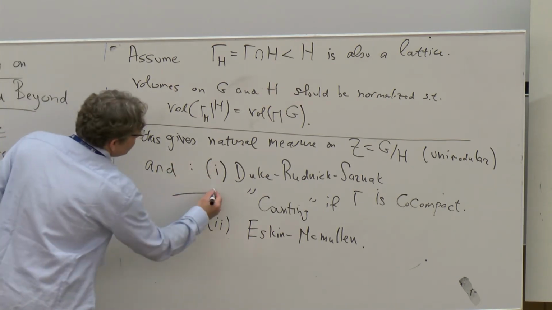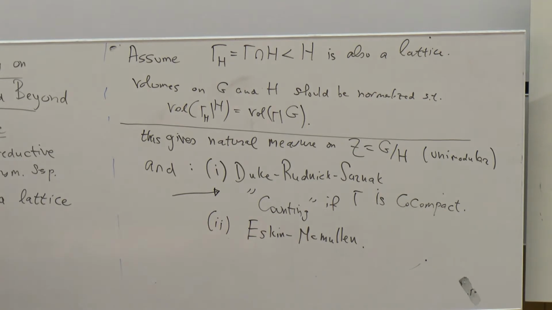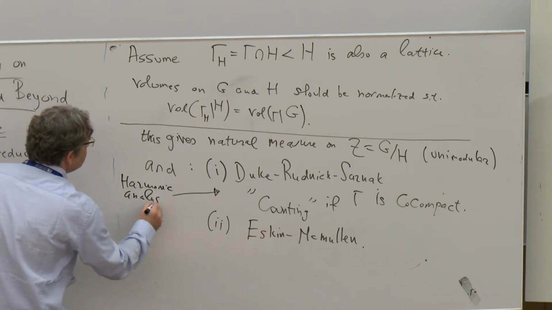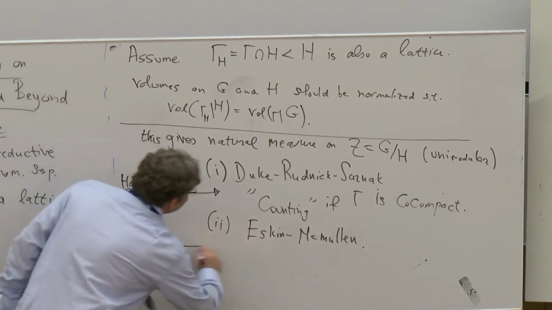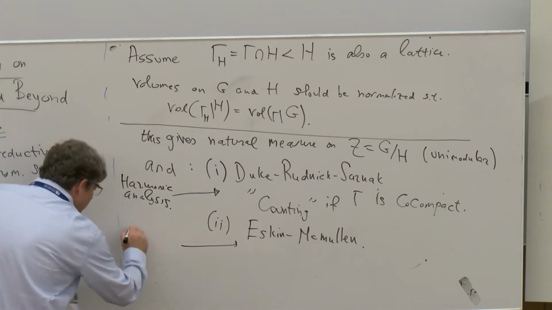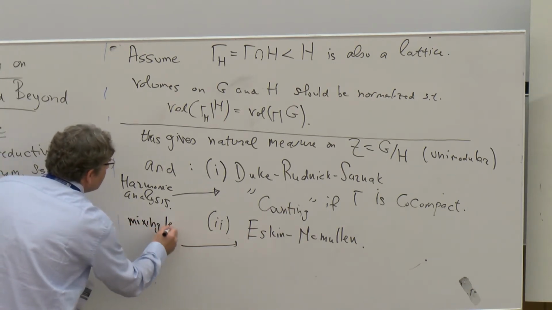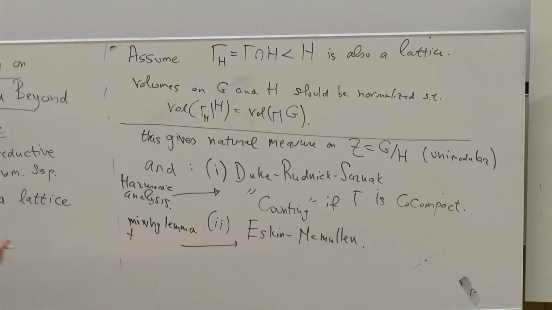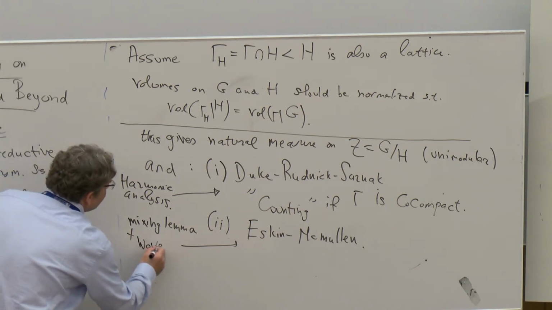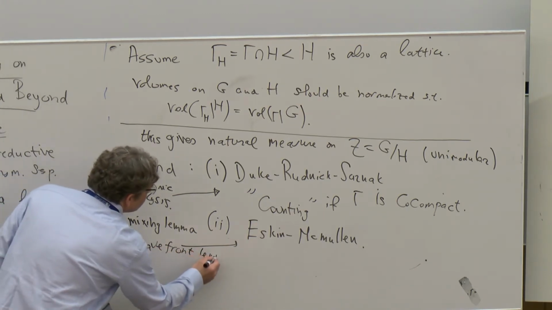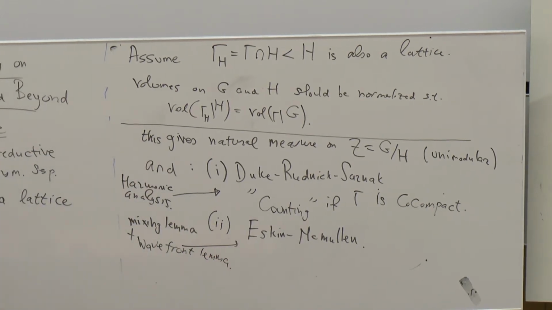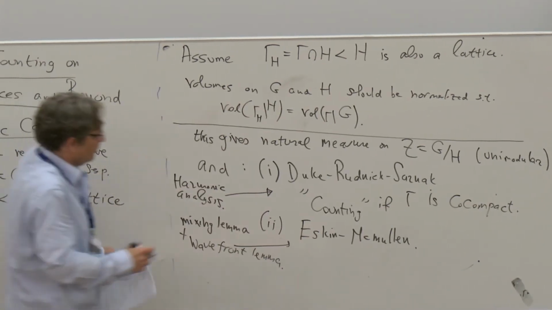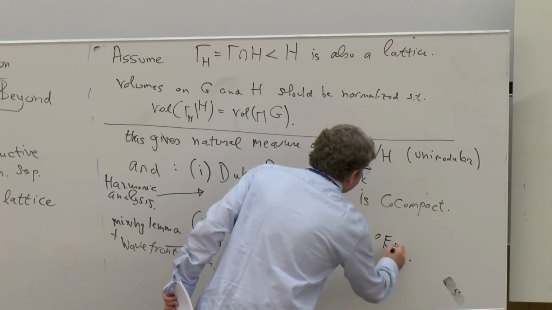So the technique of DRS was based on harmonic analysis. And in particular, okay, we'll say in particular on what. And the technique of Eskin-McMullen was based on something which is called the mixing lemma in Margulis's work, plus something that they found out and gave a name. It's the wavefront lemma. So they indeed formulated it. I will say what it is in a second. And these two ingredients gave them a very general proof. So grosso modo, this is called the ergodic theoretic method.